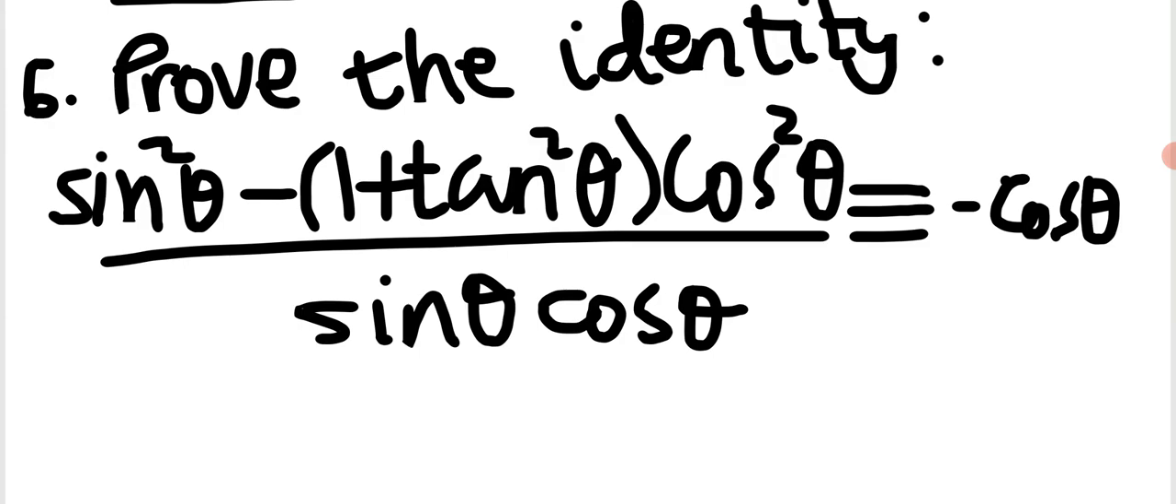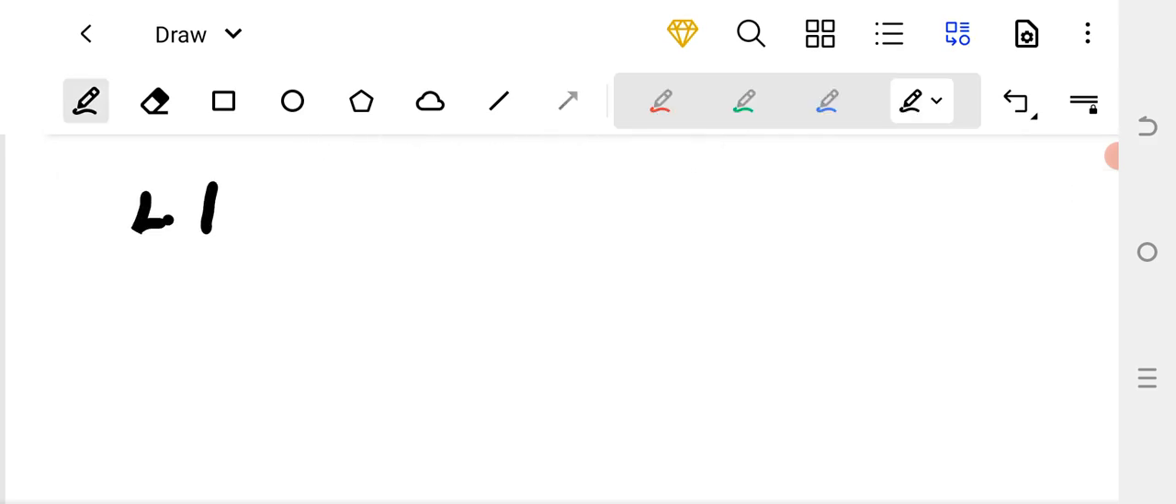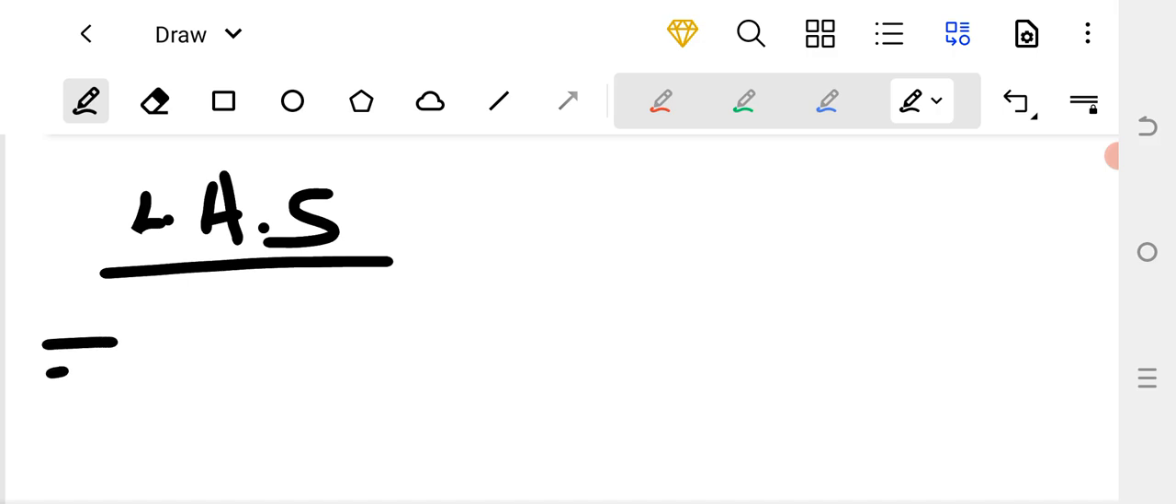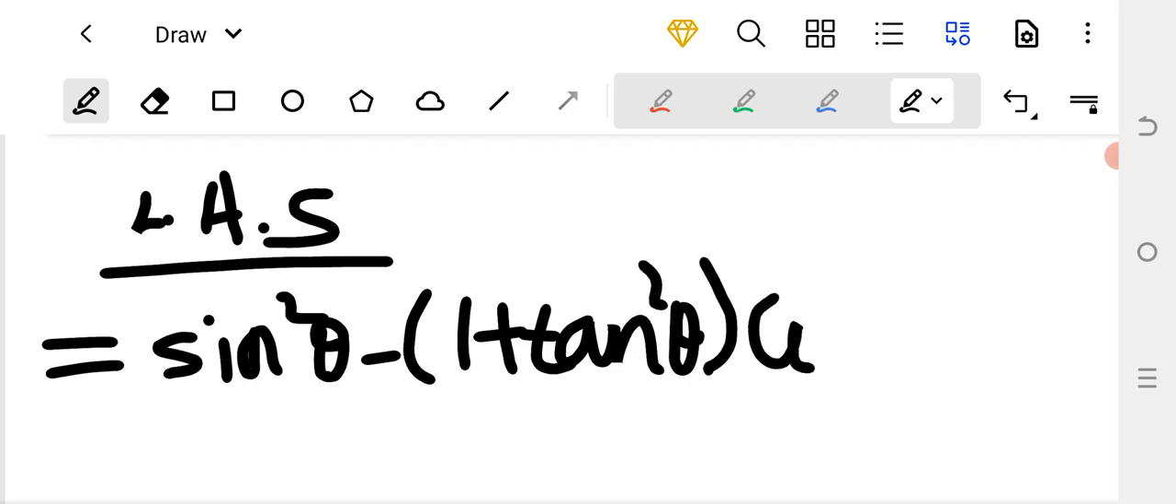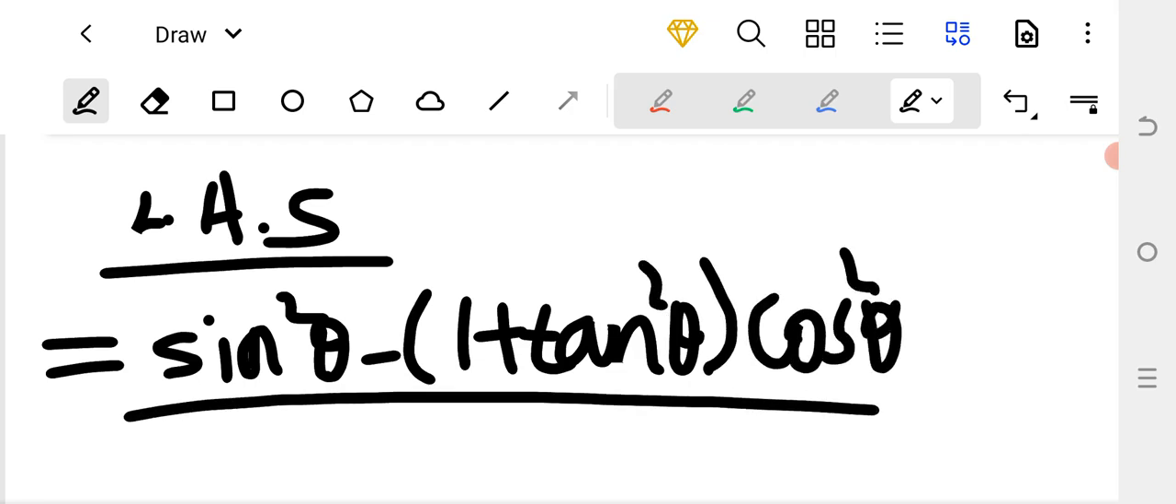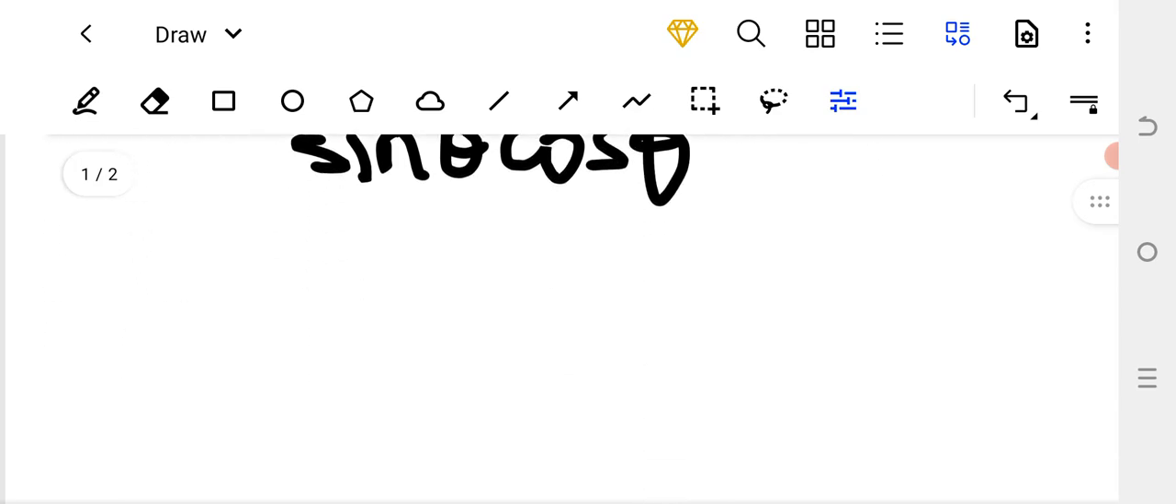If we look at both hand sides of this identity, we can see that the left hand side is something that we can actually simplify to give us the right hand side. So the left hand side is what? So we'll say left hand side is equal to sine theta squared minus 1 plus tan theta squared multiplied by cos theta squared divided by sine theta times cos theta. And then already what we can see in these brackets is that 1 plus tan theta squared is something that we know, which is sec theta squared.